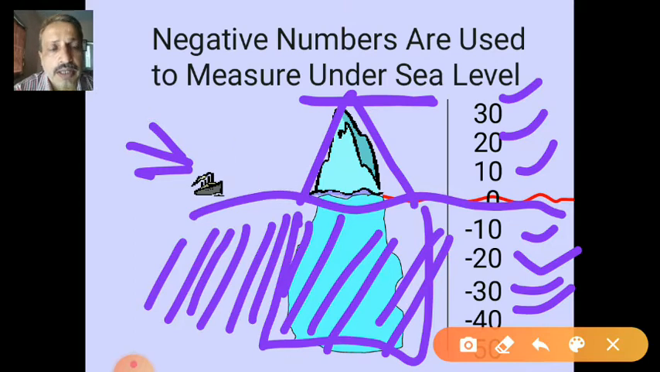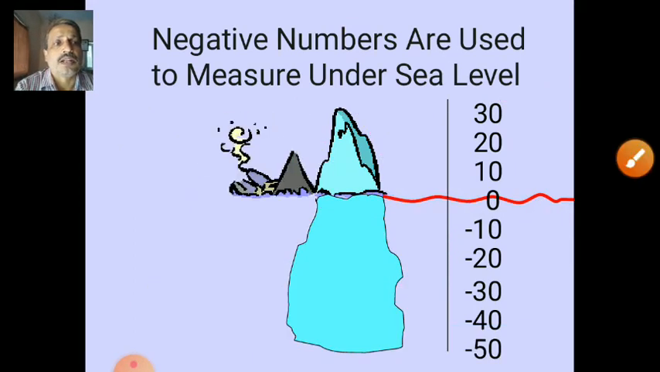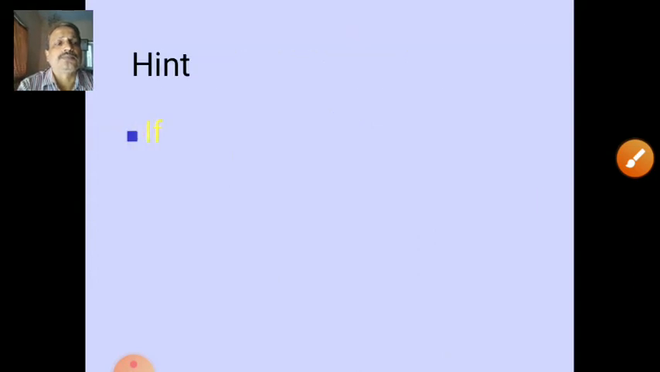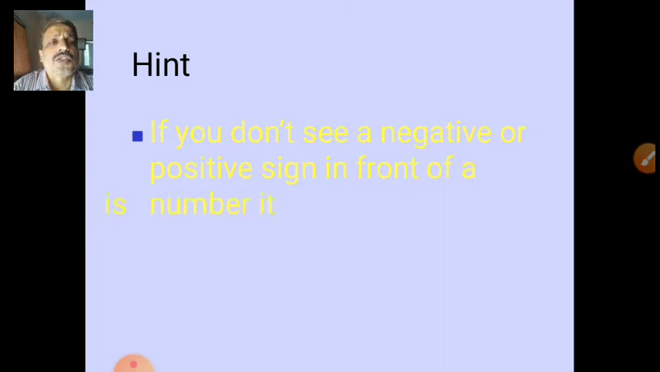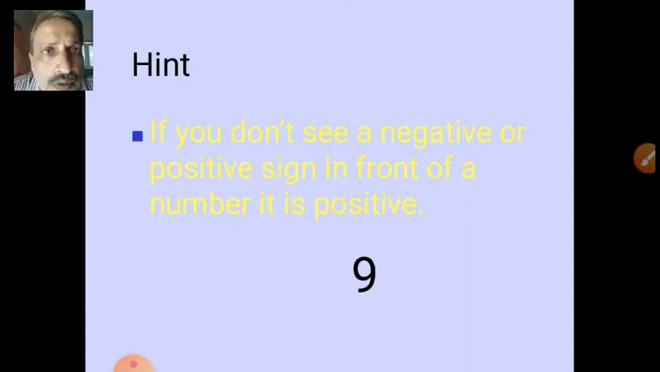Yes, now you got the idea. This is the plus and minus numbers. Vertically also you can see. Now hint: if you don't see a negative or a positive sign in front of a number, it is a positive. Just now we discussed. Next, a 9 only is showing the positive 9.